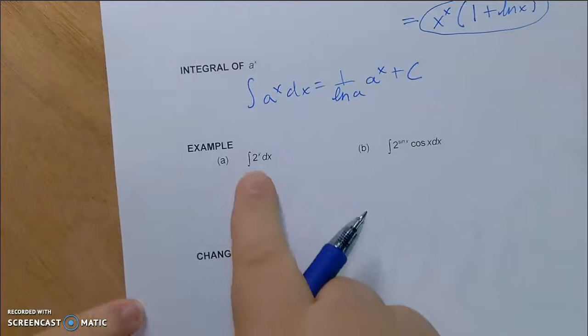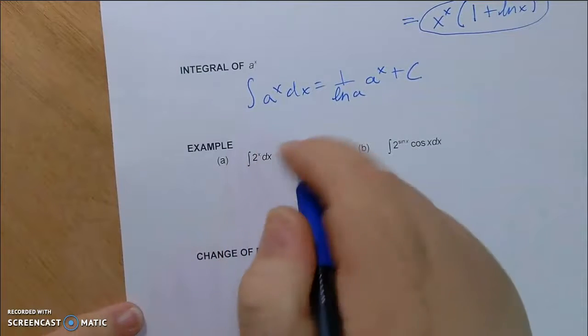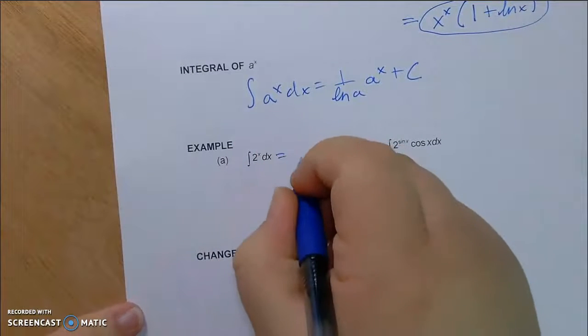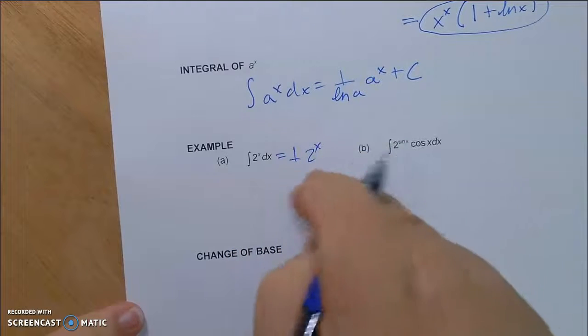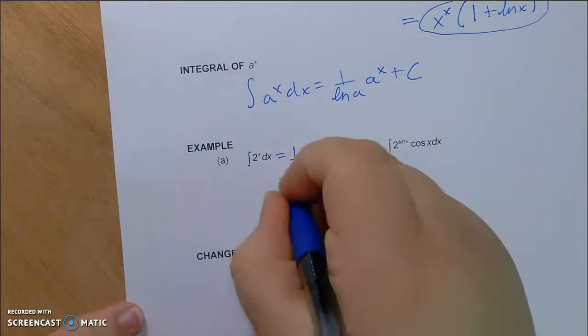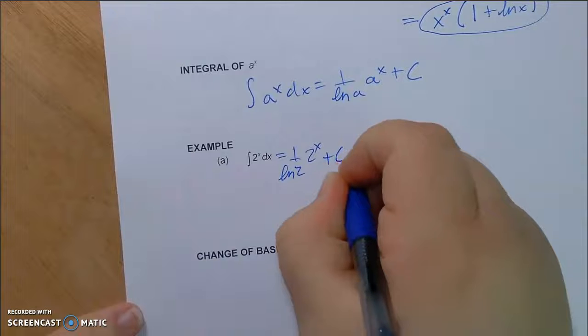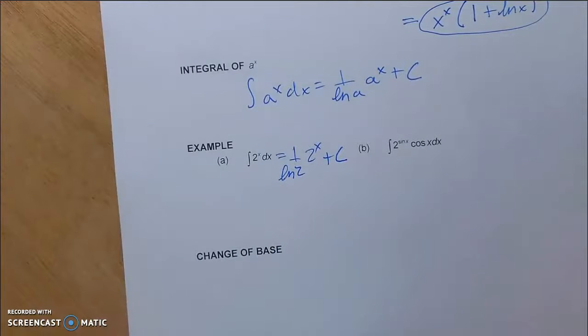So, looking at those, integral of 2 to the x is, we rewrite, and instead of multiplying by natural log of 2, we're going to divide by the natural log of 2. And our plus c.